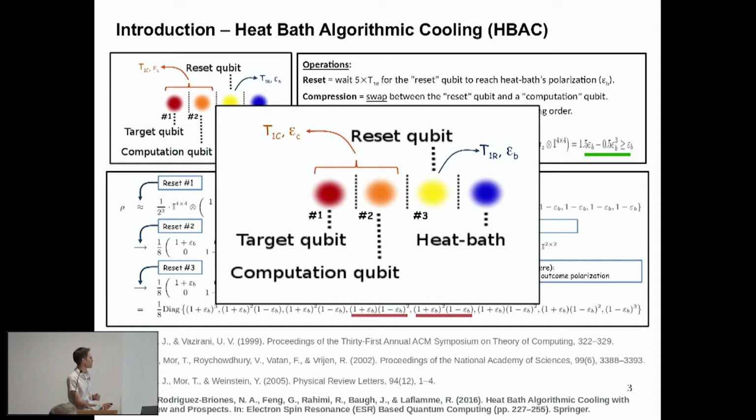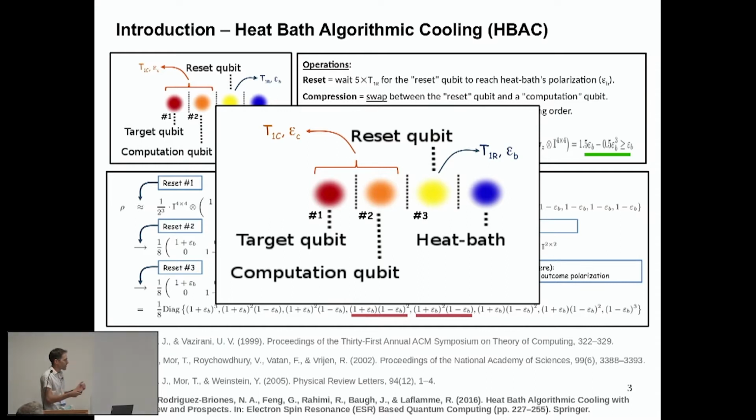So I'll talk here about polarization, which is just a name used in the ESR and NMR fields to describe the population difference between the two-level systems. If we have a system with a part that we call the target qubit, that has a smaller polarization than another part of the system, let's call it the reset qubit, in other words a part that is hotter than the other part of the molecule, we can use unitary operations and swap those polarizations to cool the target qubit at the expense of the reset qubit.